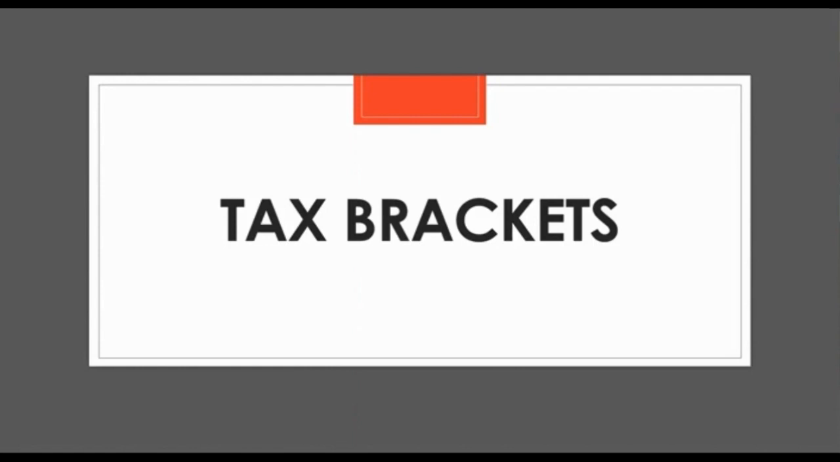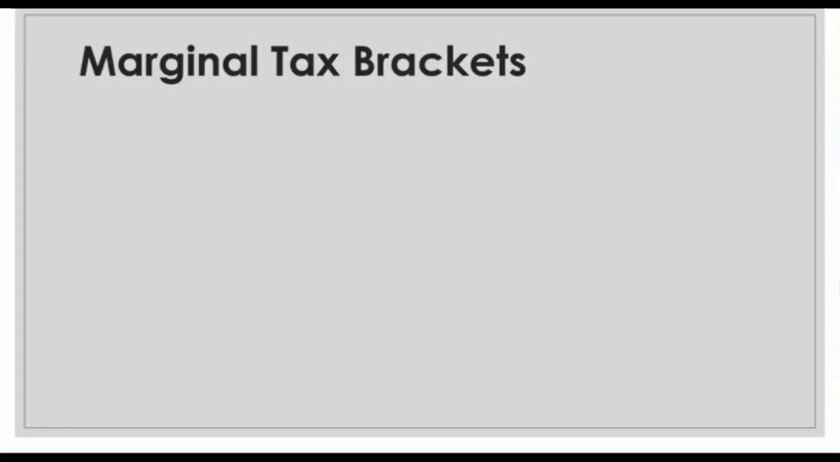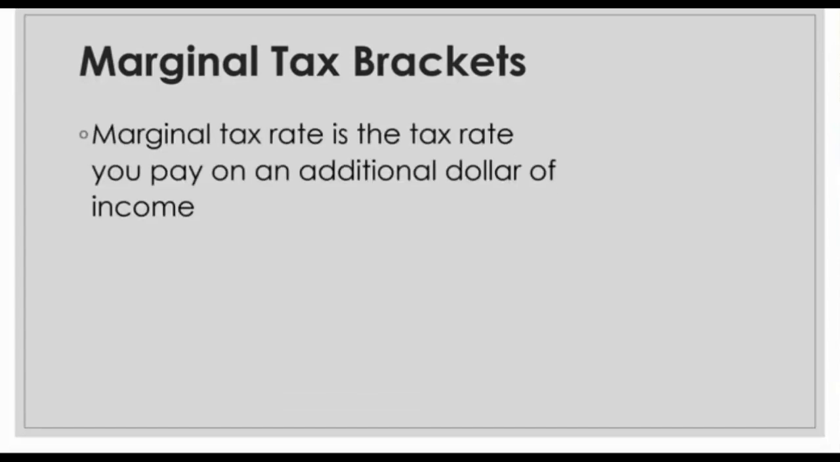Anyway, we've mentioned multiple times that we have a progressive federal income tax system. Iowa right now is progressive as well. So how do these tax brackets work? Well, the marginal tax rate is the tax that you pay on each additional dollar. The word marginal means additional, so anytime you hear margin, we're talking addition.